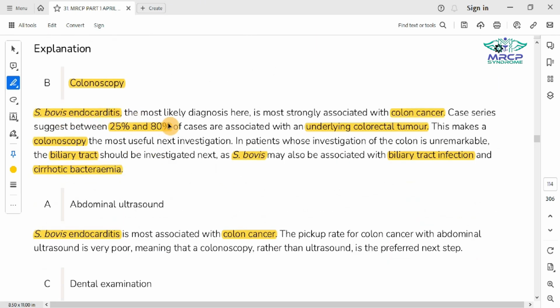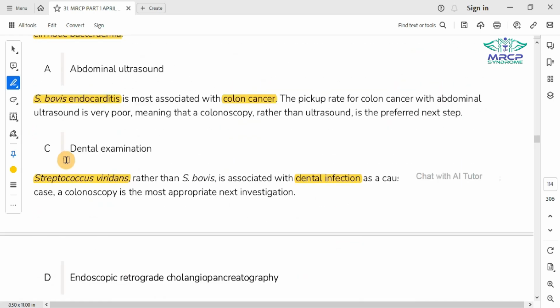Streptococcus bovis endocarditis is the most likely diagnosis here, and it is most strongly associated with colon cancer. Case studies say that between 25% to 80% of cases are associated with an underlying colorectal tumor. This makes colonoscopy the most useful investigation. In patients where investigation of the colon is unremarkable, the biliary tree should be investigated next, as Streptococcus bovis may also be associated with biliary tract infection and cirrhotic bacteremia.